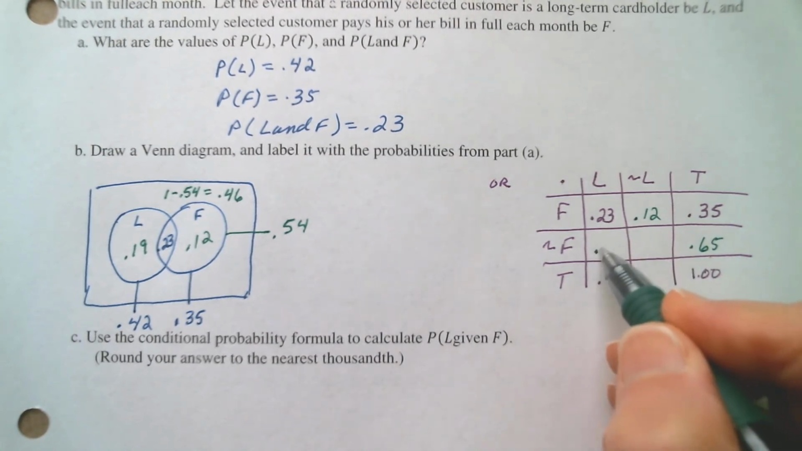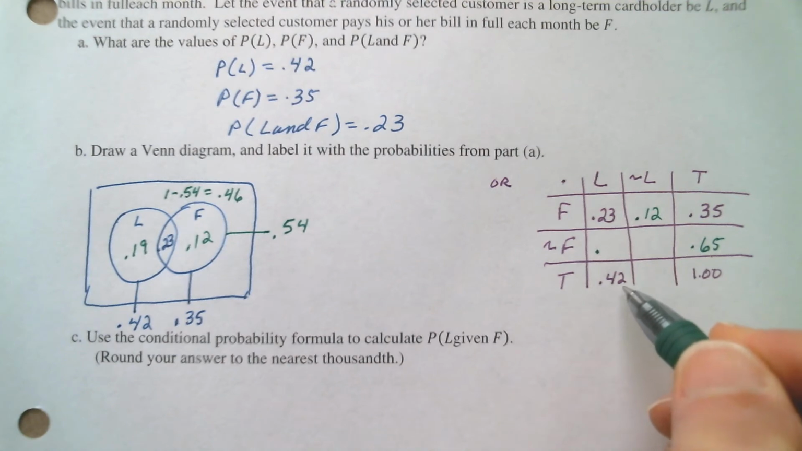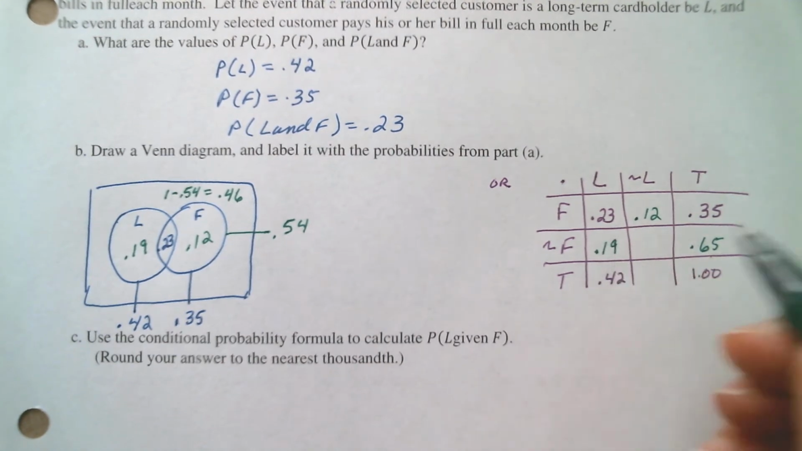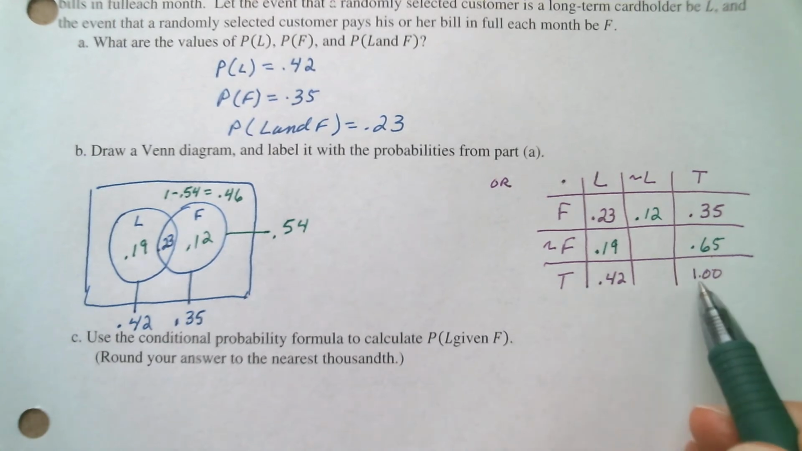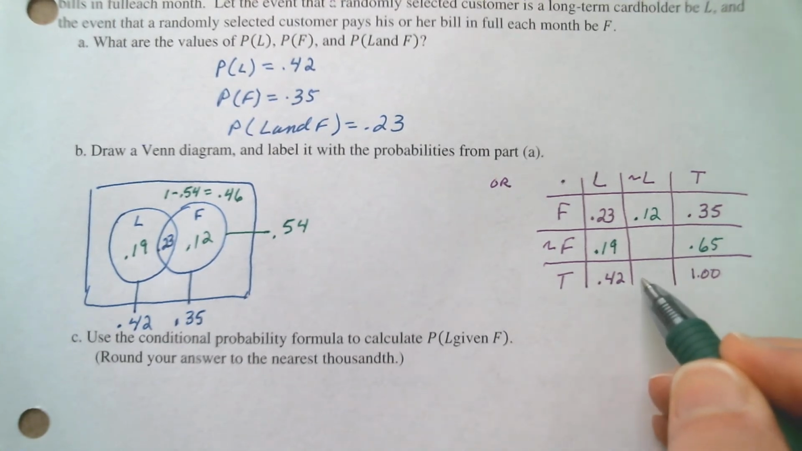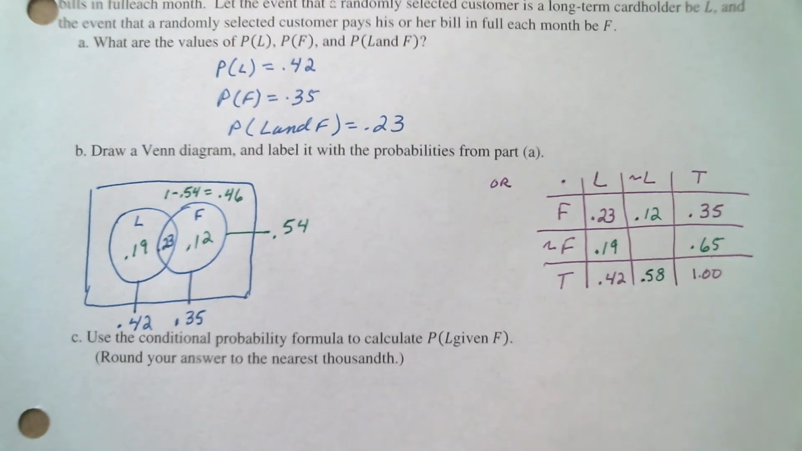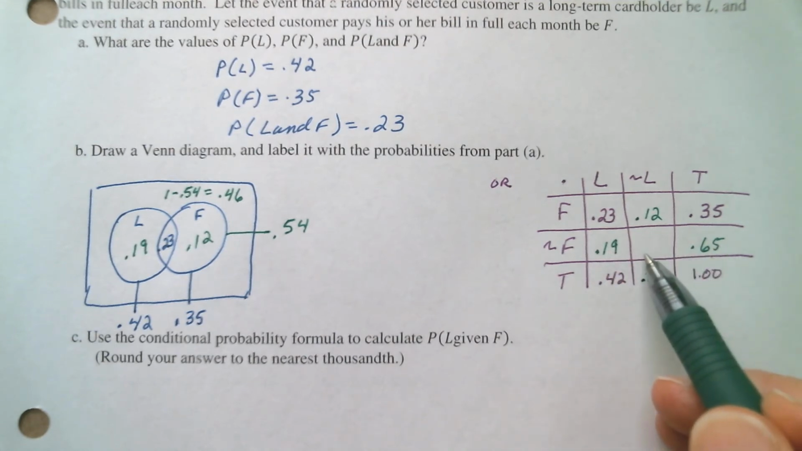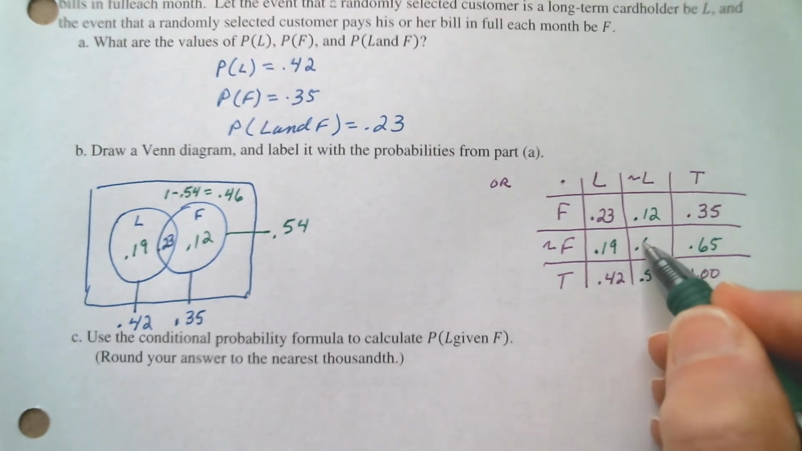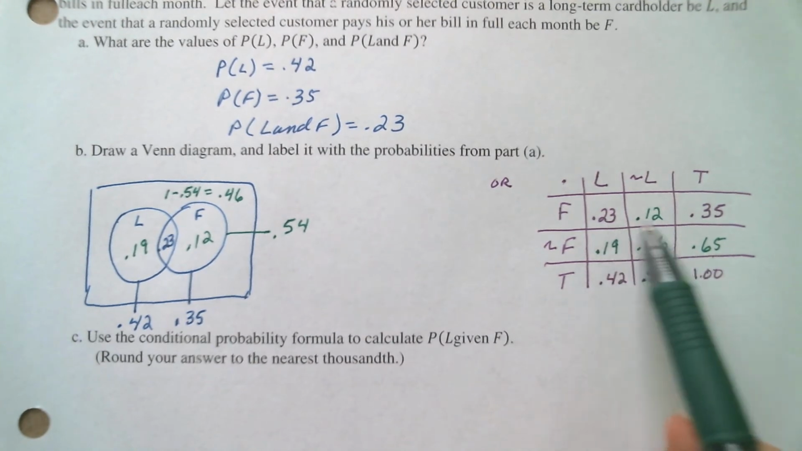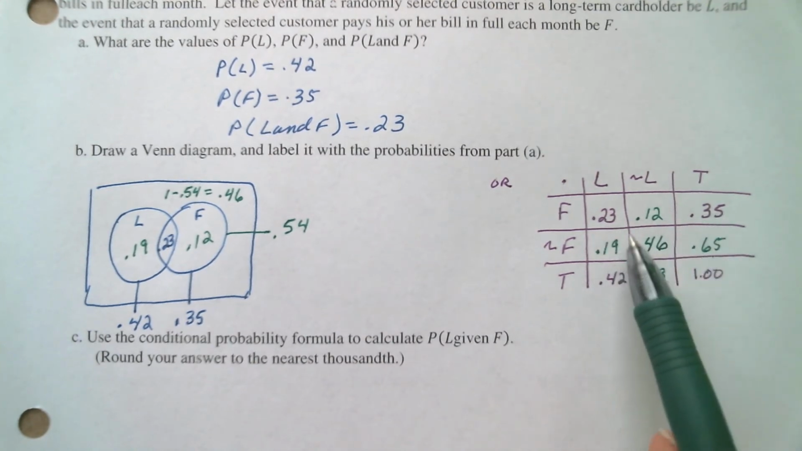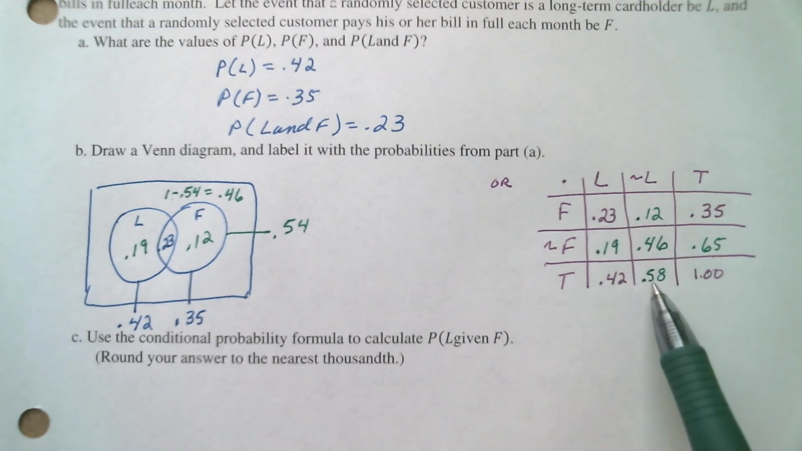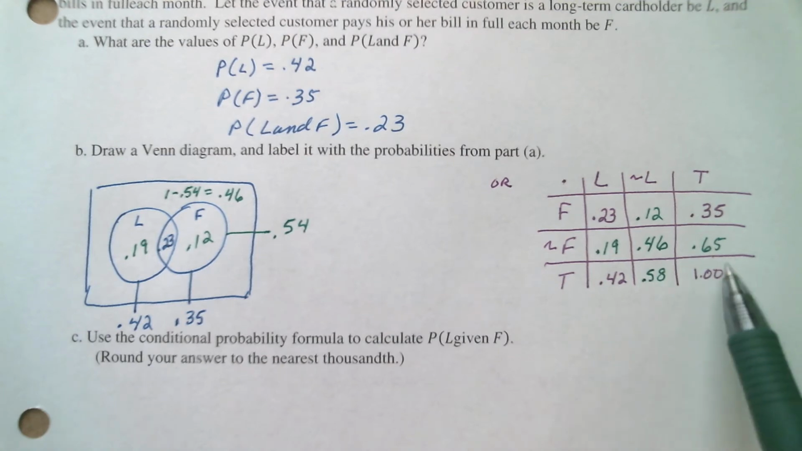0.23 plus what gets us to 0.42? It's going to be 0.19. 0.42 plus what brings us to 1.0? 0.58. And 0.19 plus what brings us to 0.65? 0.46. Right, let me just double check. Yep, that adds to 0.35. This adds to 0.42. This adds to 0.58. Okay, everything looks good.